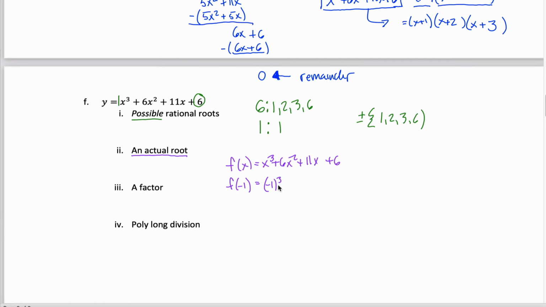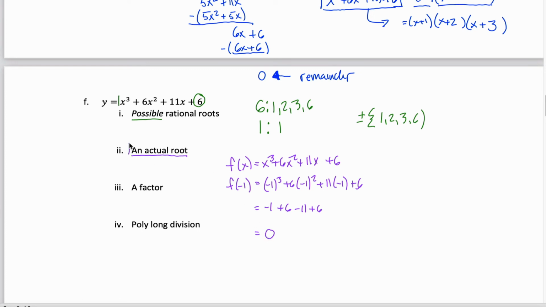-1 cubed plus 6 times -1 squared plus 11 times -1 plus 6. My question is, is that sum equal to 0? Well, let's see. This is -1. -1 squared is +1, and +1 times 6 is 6. 11 times -1 is -11, and then we have this 6 right here. On the positive side, I got 6 and 6, so 12. And on the negative side, I got -1 and -11, so -12. -12 plus 12 is equal to 0. When I put -1 into this machine, 0 comes out.